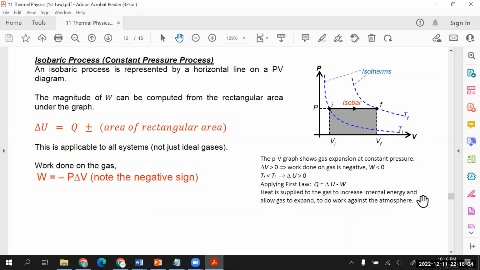Which means that if delta V is positive, that means that the gas expands, then W will be negative. If delta V is negative, that means that the final volume is smaller than the initial volume, so delta V itself will be negative. Negative multiplied by negative, you get positive. So the work done will be positive when the gas is compressed.